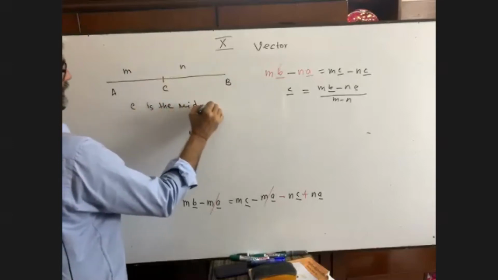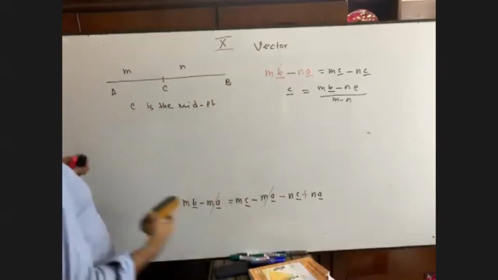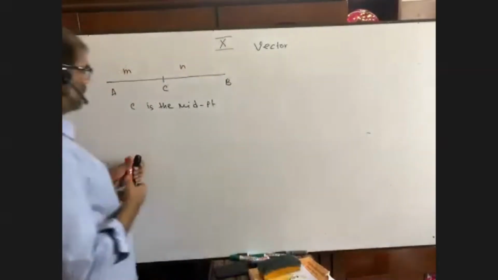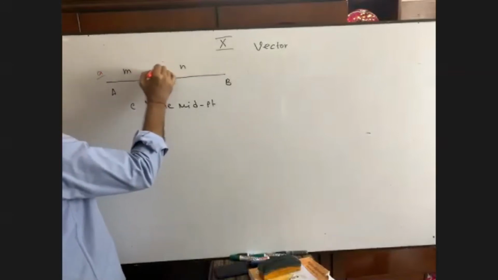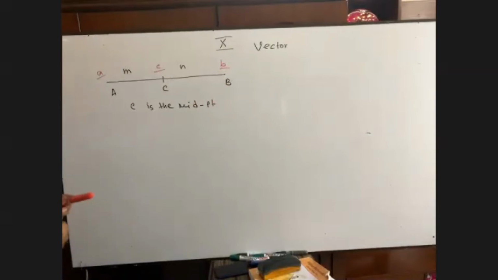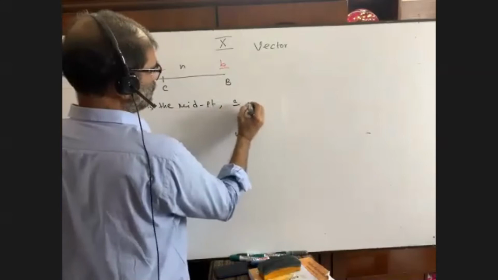C is the midpoint. Then what will happen? Can you please let me know? Here C is the midpoint. It is A, it is C, it is B. Then let me know, if C is the midpoint, then C equals to what?